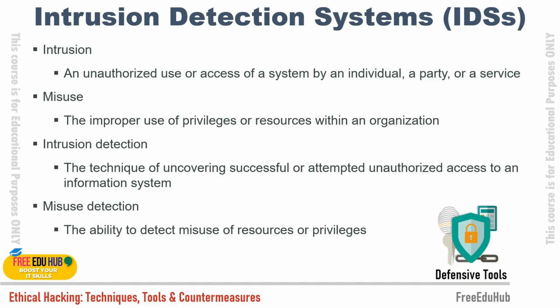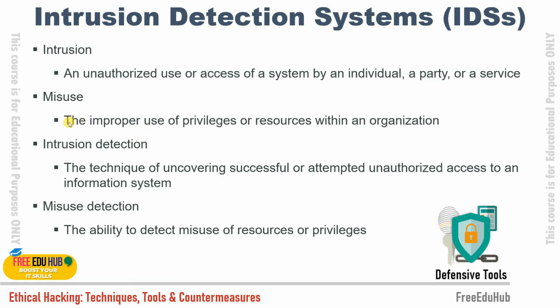Now, when we talk about intrusion detection systems, there are different categories of things it is detecting: intrusion, misuse, intrusion detection, and misuse detection. Intrusion is an unauthorized use or access of a system by an individual, party, or a service. Simply put, an intrusion is any activity that should not be there but is occurring on an information system, so it would notify us of that.